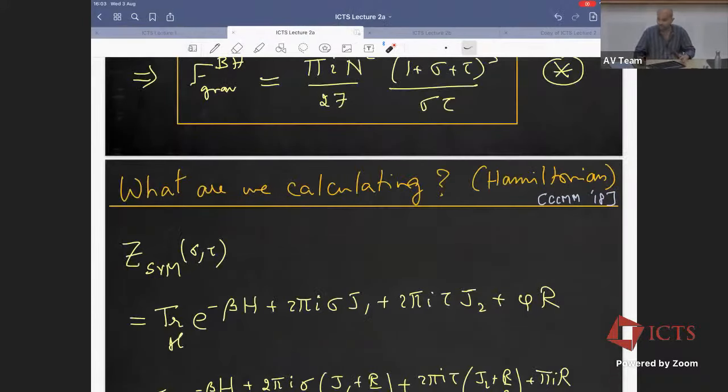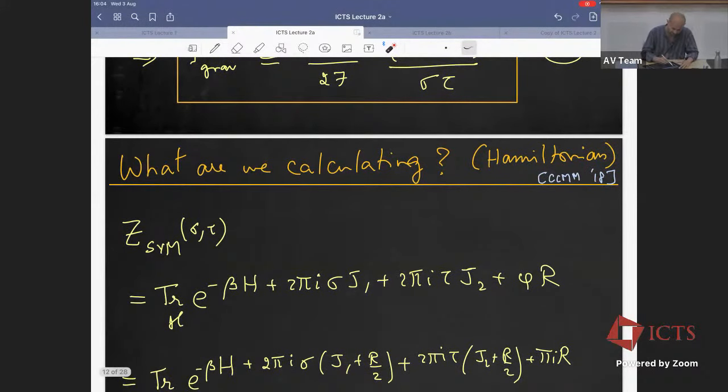Now the question is, what's the Hamiltonian interpretation of this? There are three chemical potentials, one coupling to J1, one coupling to J2, one coupling to R. So you must have e to the minus beta H. I'm just doing the Feynman prescription: a path integral becomes e to the minus beta H. The fermions are antiperiodic, so there's no (-1)^F. Then there are three external chemical potentials coupling to these charges. So that should be the trace. It's just standard field theory.